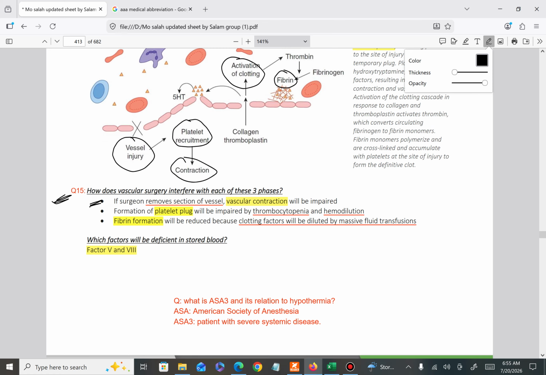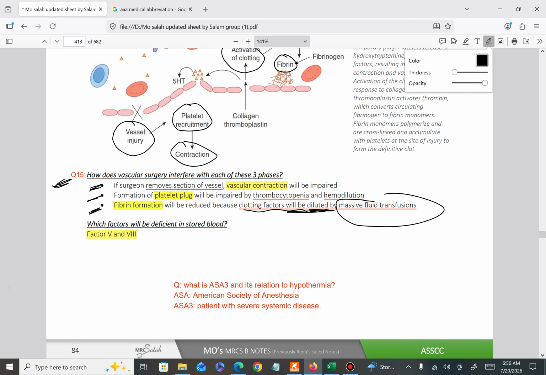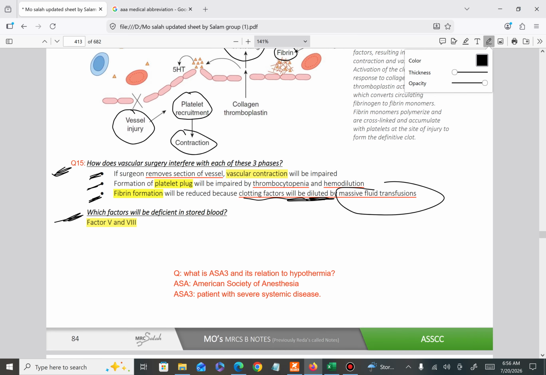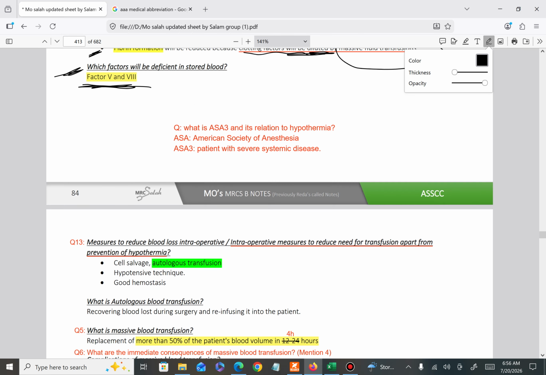Okay, so if the surgeon removes a section of vessels, vascular contraction will be impaired. Formation of the platelet plug will be impaired by thrombocytopenia and hemodilution, while fibrin formation will be reduced because clotting factors will be diluted by massive blood transfusion. Okay, which factors will be deficient in stored blood? So factor 5 and 8 would be deficient.